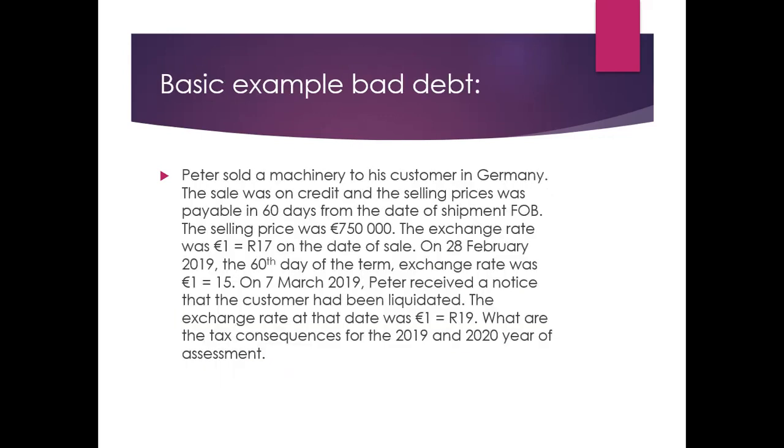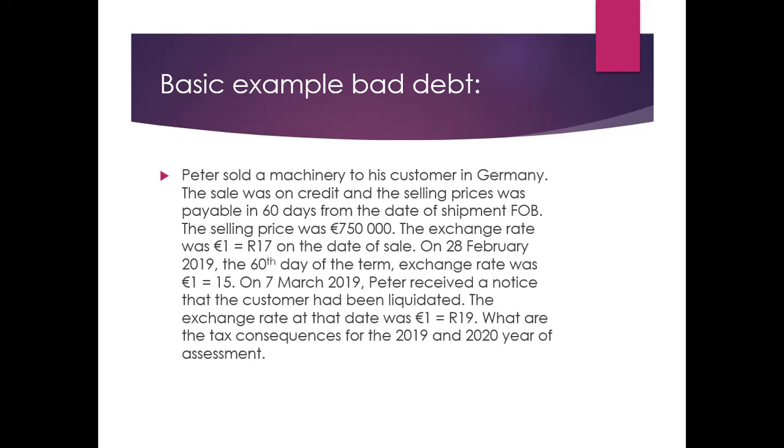Then let's just do a basic example. If you cannot read that quickly, you can just pause and read, then continue the video. Peter here sold machinery to his customer in Germany. The sale was on credit and the selling price was payable in 60 days from the date of shipment, free on board, that's FOB. The selling price was 750,000 euros.